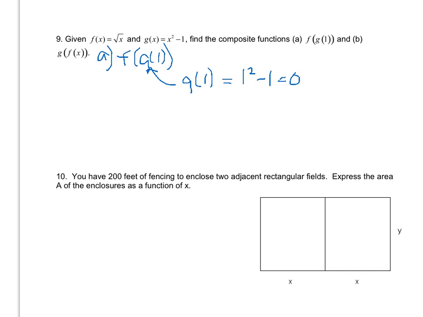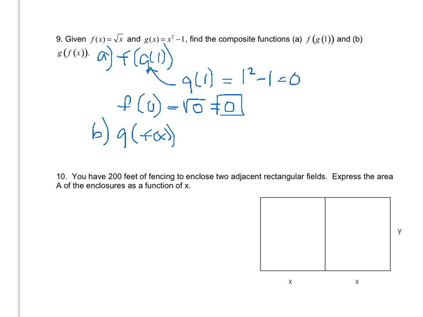So now you're going to replace g of 1 we just evaluated, which is 0. Now look what this says. It says go into the f function with the 0. So that's exactly what I'm going to do. I'm going to do the square root of 0, which is 0. Done. Pretty easy.